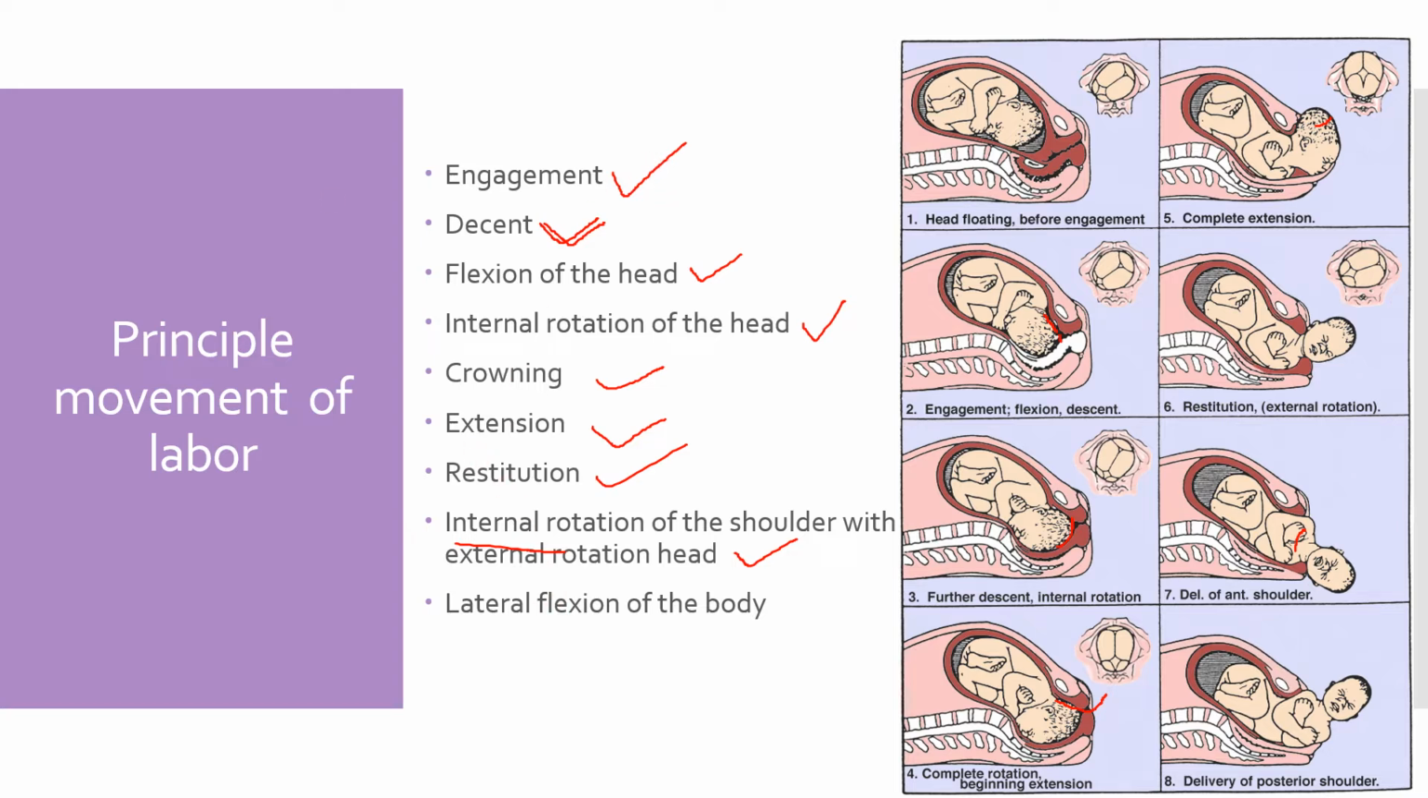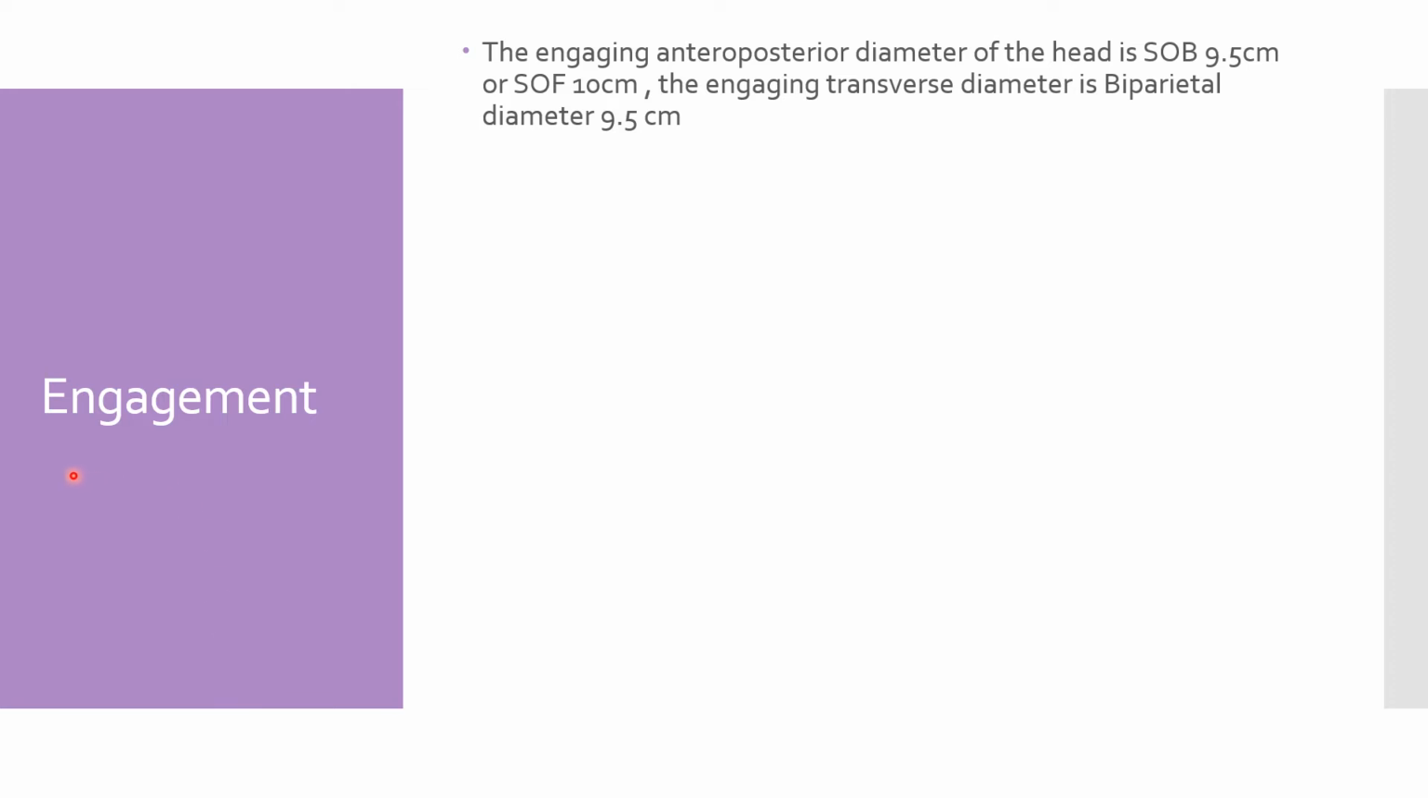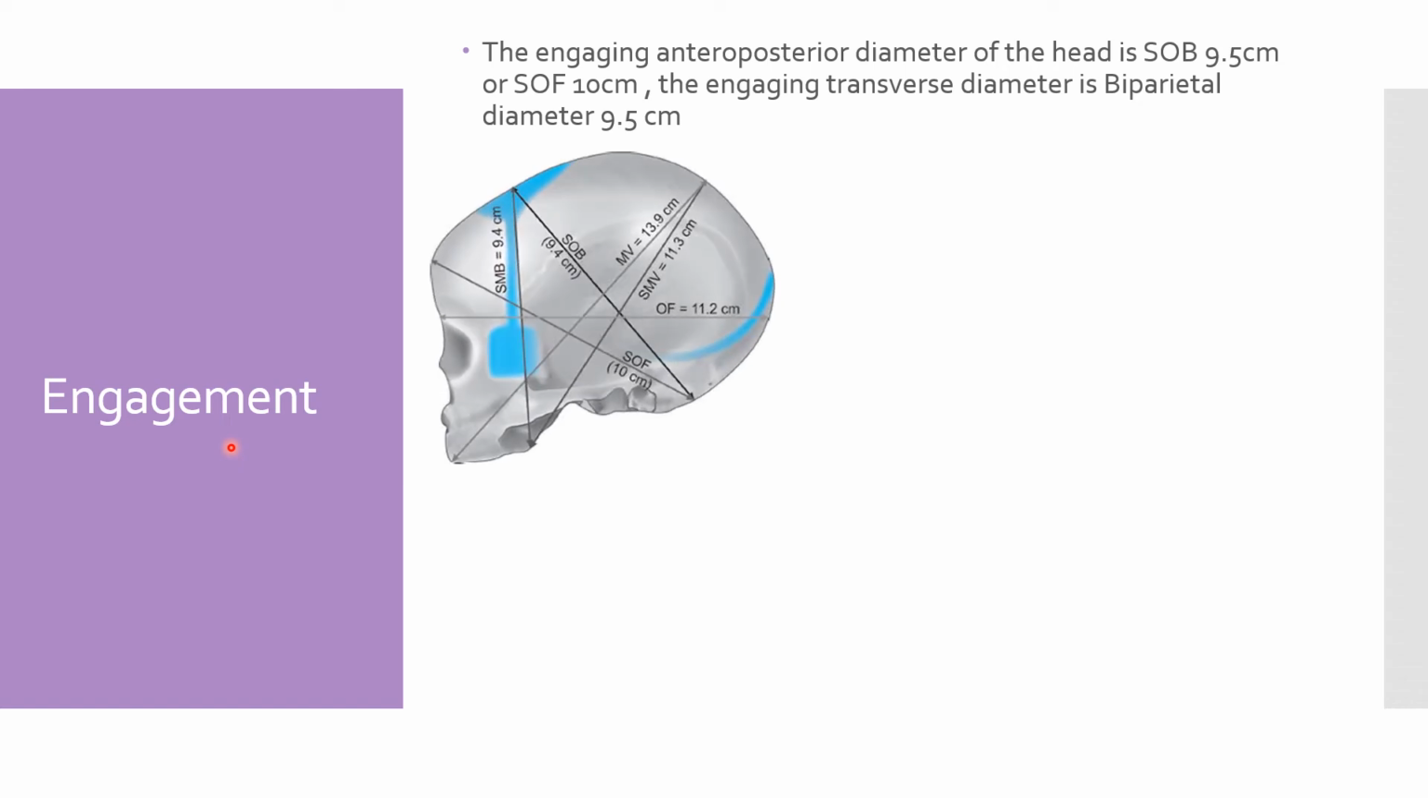Okay, next please. So the first principle is engagement. The engaging fetal diameter is suboccipitobregmatic. That is the AP diameter. The engaging anteroposterior diameter is suboccipitobregmatic, that is 9.5 centimeters. Suboccipitobregmatic, from where to where? It extends from the nape of the neck to the center of the bregma. So we can consider this as the suboccipitobregmatic diameter, 9.5 centimeters. This is the engaging AP diameter.